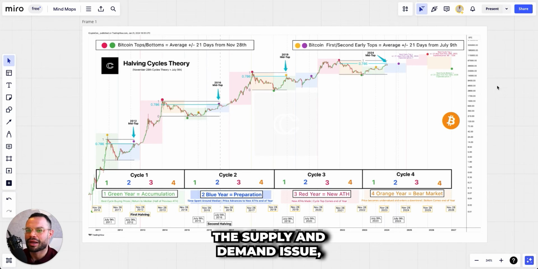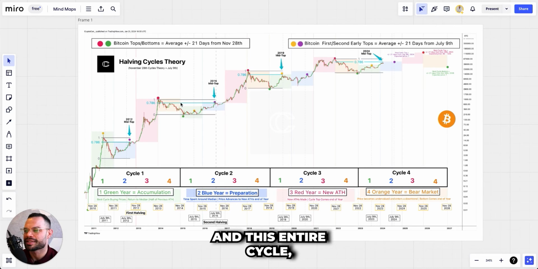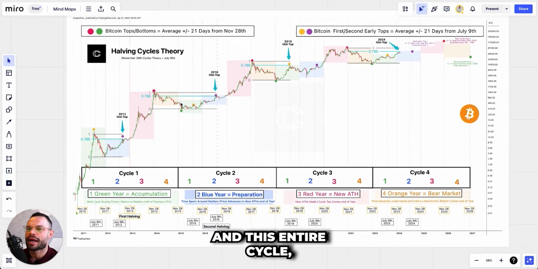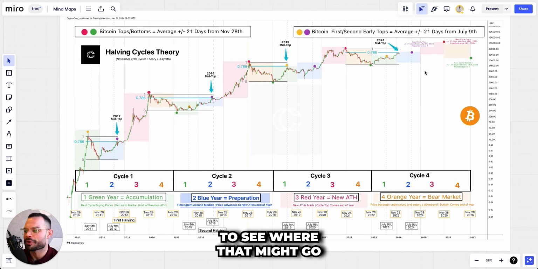Ultimately, it's a supply and demand issue, and the fact that gold has been so valuable over the past number of centuries comes down to supply and demand. And I think when more and more people begin to realize the scarcity of Bitcoin and the fact that this supply shock event drives this price action and this entire 4-year cycle, it'll be very interesting to see where the price goes from there.